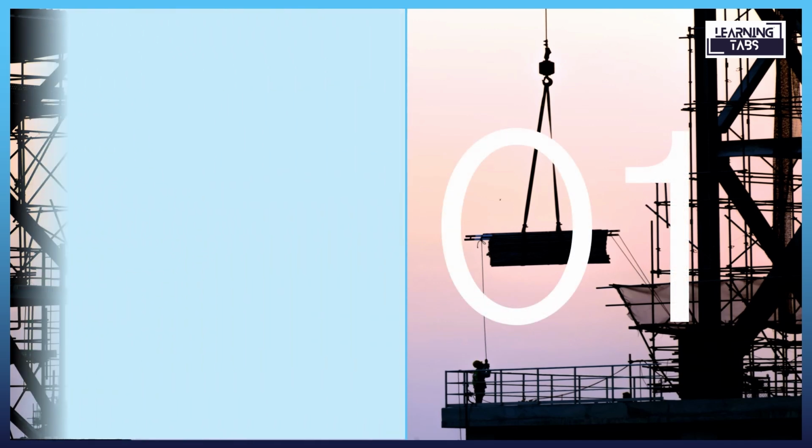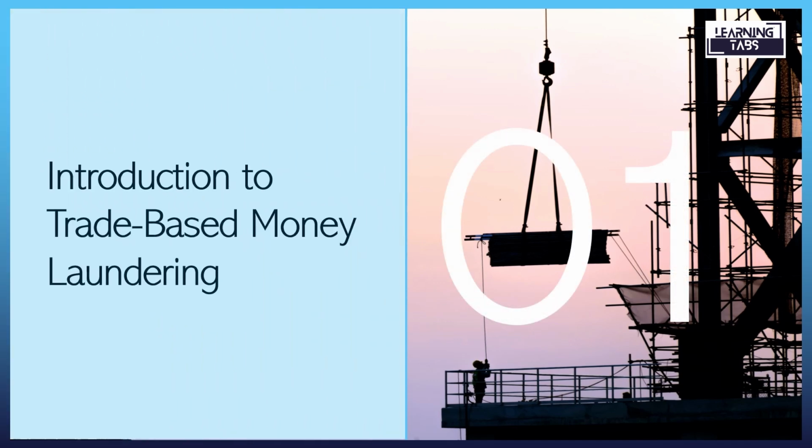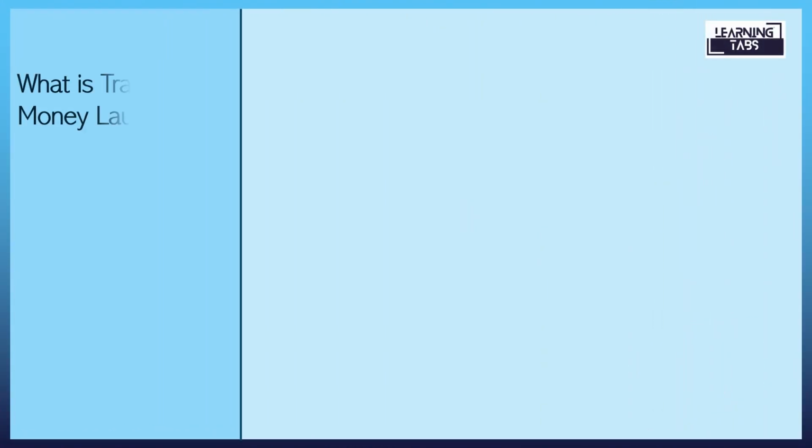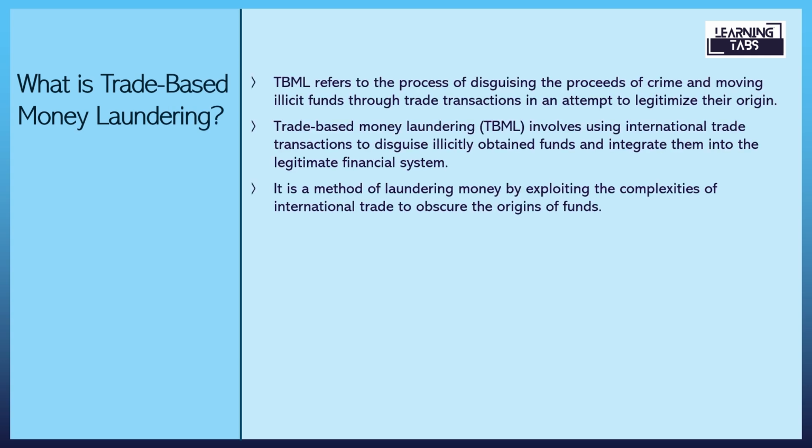Chapter 1. Introduction to Trade-Based Money Laundering. What is trade-based money laundering? TBML refers to the process of disguising the proceeds of crime and moving illicit funds through trade transactions in an attempt to legitimize their origin.